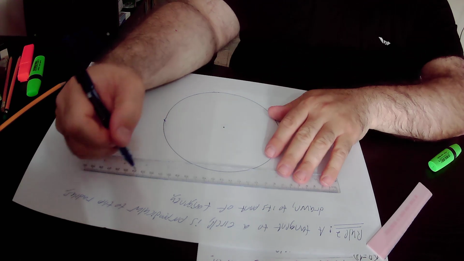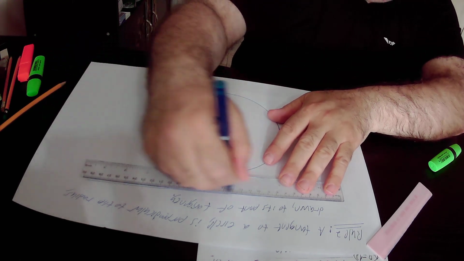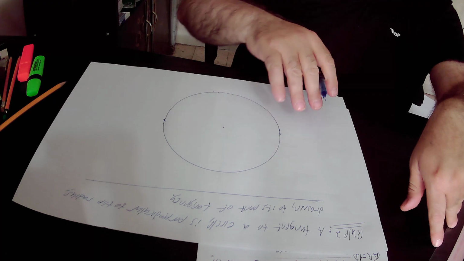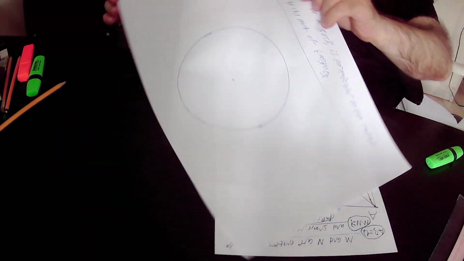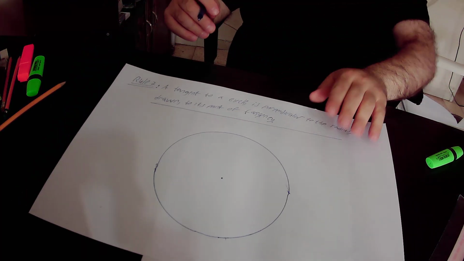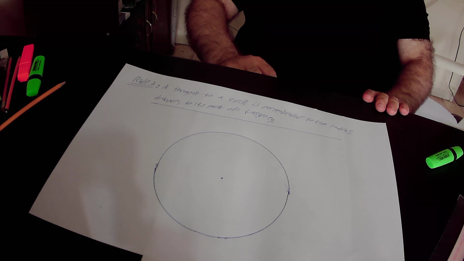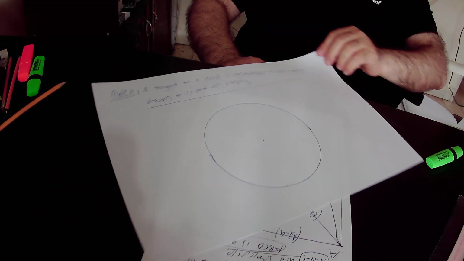So I will read rule number 2 again. According to rule number 2, a tangent to a circle is perpendicular to the radius drawn to its point of tangency. So what is the meaning of rule number 2?